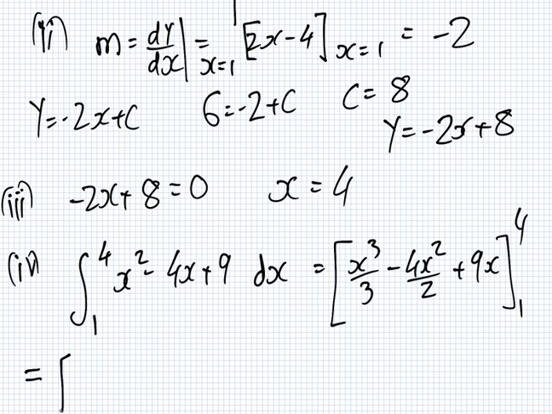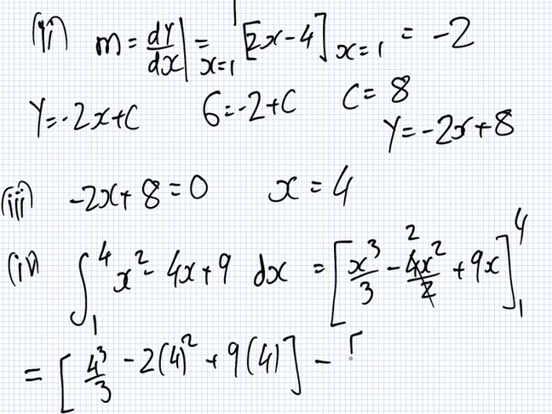So we sub that in. 4 cubed over 3, by the way that can cancel to 2, minus 2 times 4 squared plus 9 times 4, minus 1 over 3 minus 1 over 2 plus 9.